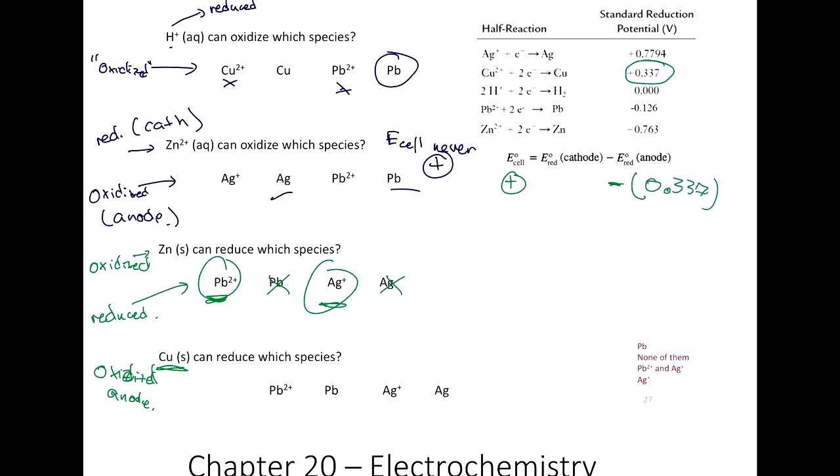So you ask yourselves, what is the identity of my cathode to give a positive number? And you see that the only combination is silver+, the only one where if this one is the cathode and this one is the anode, then a positive cell potential comes out. All right, so there it is conceptually.